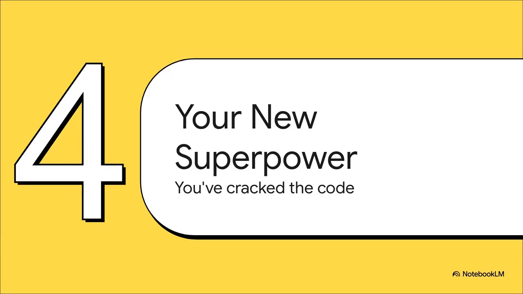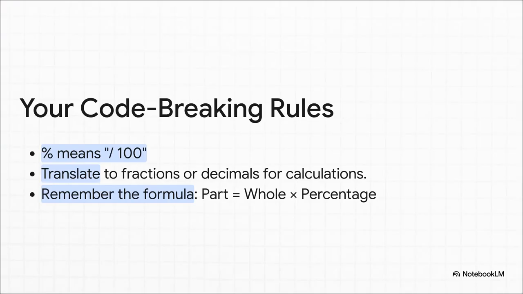And just like that, you've done it. You've cracked the code. And I want you to realize this isn't just about passing some math test. This is about gaining a whole new kind of literacy for the world that's all around you. So let's do a quick recap of your new code-breaking toolkit. Rule number 1, the big one: the percentage sign always means out of 100. Rule number 2: because of that, you can always translate percentages into fractions or decimals to actually do the math. And rule number 3: it all comes back to that one core formula, part equals whole times percentage.